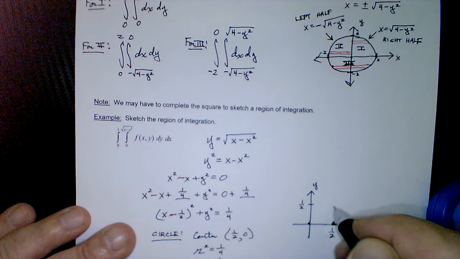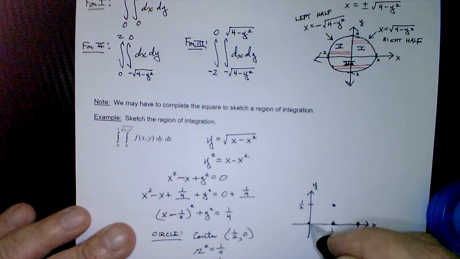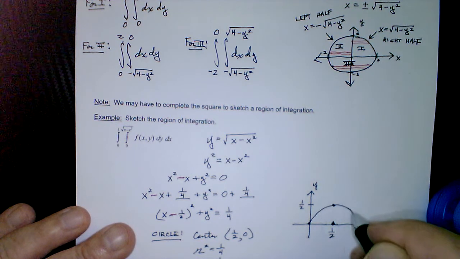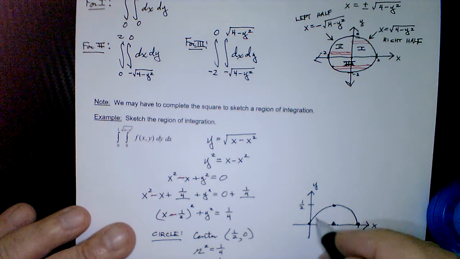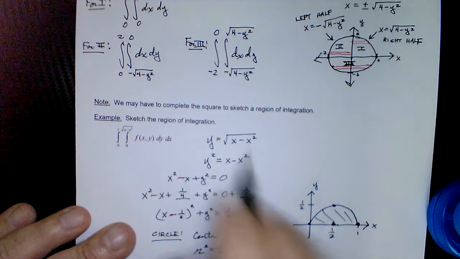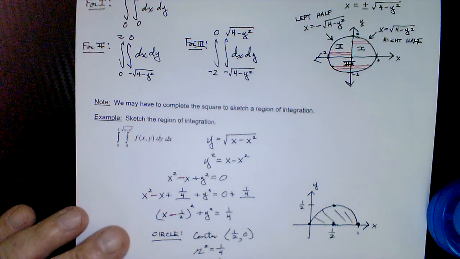Go up to 1/2. It's really the top half of a circle, right? Because it's the positive square root, so it's the top half. And the bottom half would be the negative square root.